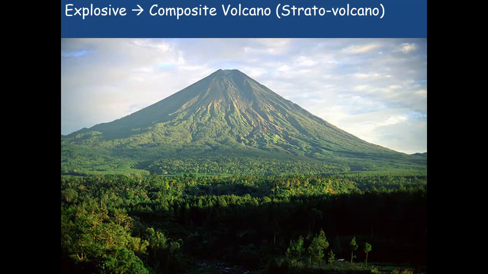Explosive volcanoes can produce several different types of landforms, one of which is called a composite volcano, sometimes also called a stratovolcano. Composite or stratovolcanoes are the classic conical volcano shapes like this image here of Volcan Arenal in Costa Rica.